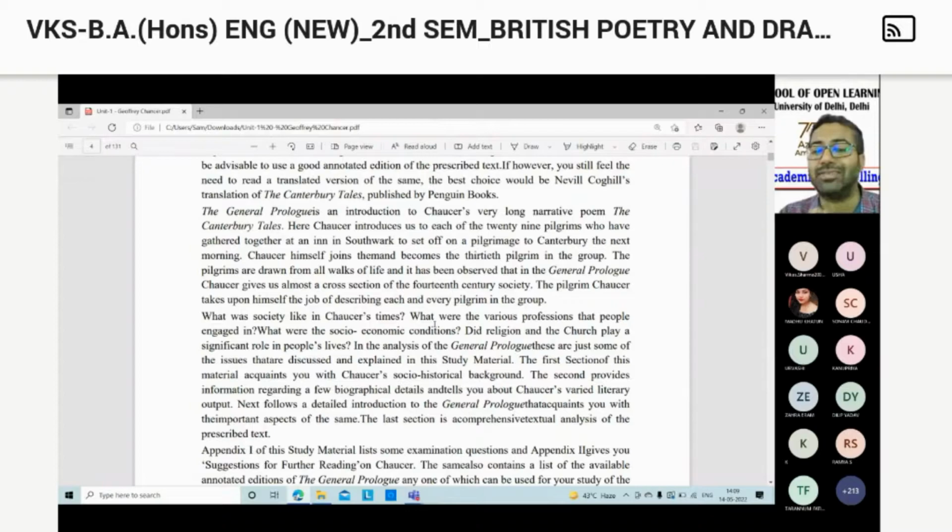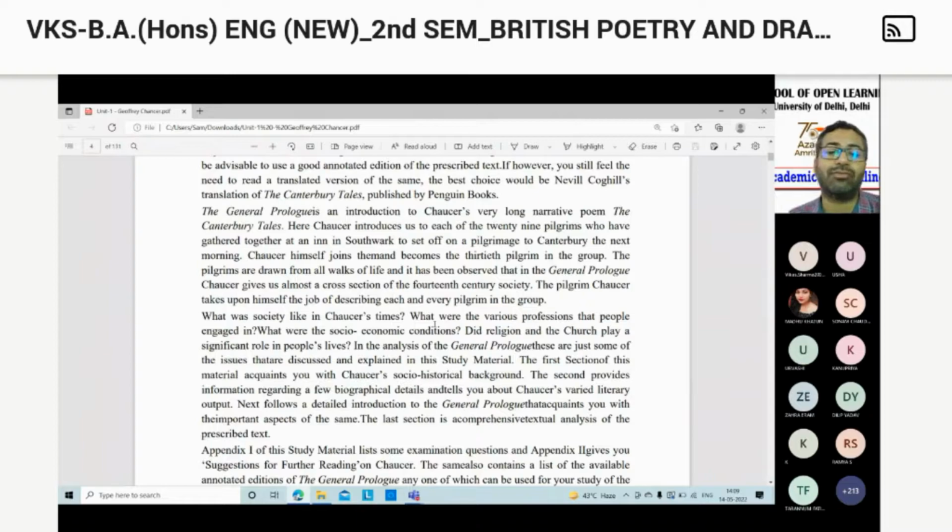This collection of tales is known as Canterbury Tales. Chaucer himself, who is the author, joins them and becomes the 30th pilgrim in the group. The pilgrims are people who go to holy places because they think that visiting holy places will make their lives better and will give them some sort of a blessing from the holy God.